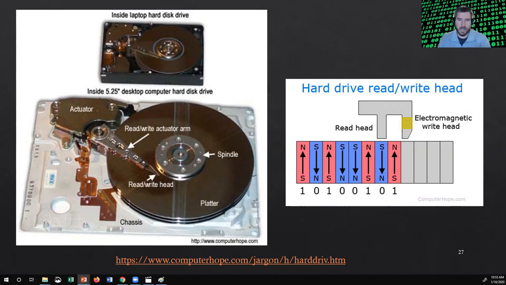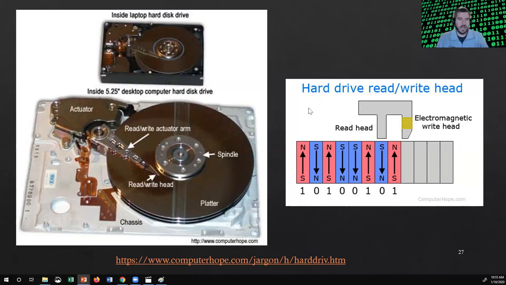There's a laptop one and a desktop one, and these are one of the older style hard drives. But the idea is there's a bunch of tiny little magnets inside these hard drive disks. And this arm spins around and it can get to any location on this disk, and there's a read-write head right here. What the read-write head does is it can change the orientation of these magnets, that's with the write head, or it can read them.